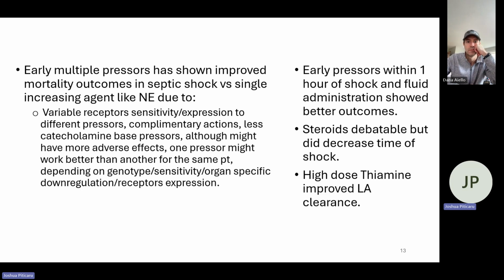Now, early pressors within 1 hour of shock and fluid administration showed better outcomes. That's where people start giving some fluid in the ED and then start pressors early on. We know that improves the outcomes. Steroids are still debatable, as we mentioned, but did decrease the time of shock, so we have been using them. High-dose thiamine improved lactate clearance in certain patients. It's very helpful.